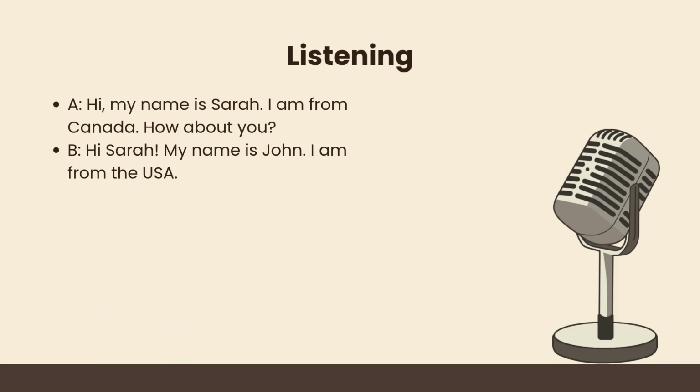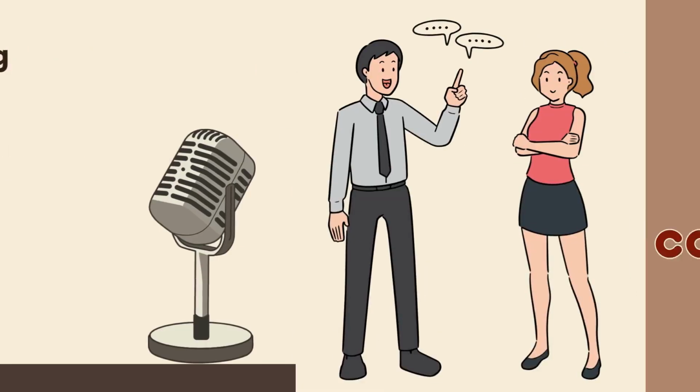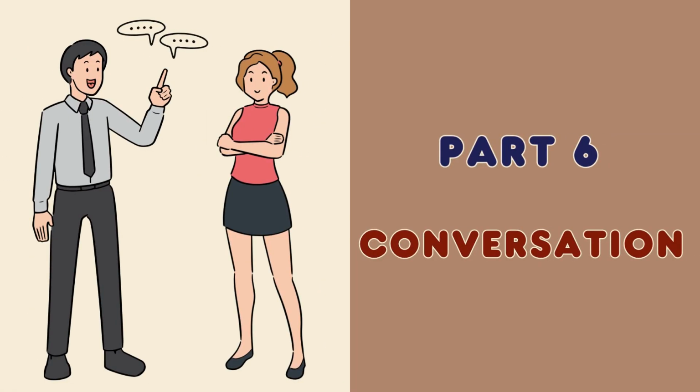Great! Now, answer these 2 questions out loud or write them down. What is Sarah's name? Where is John from? Let's check. Sarah's name is Sarah. John is from the USA. Part 6. Conversation.